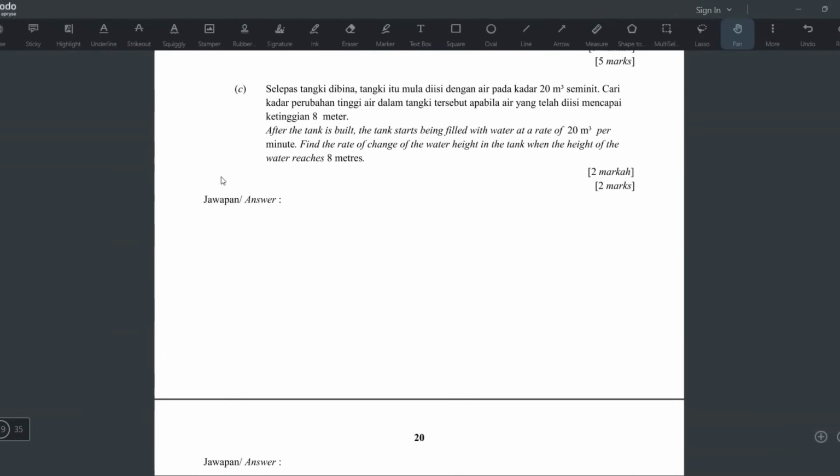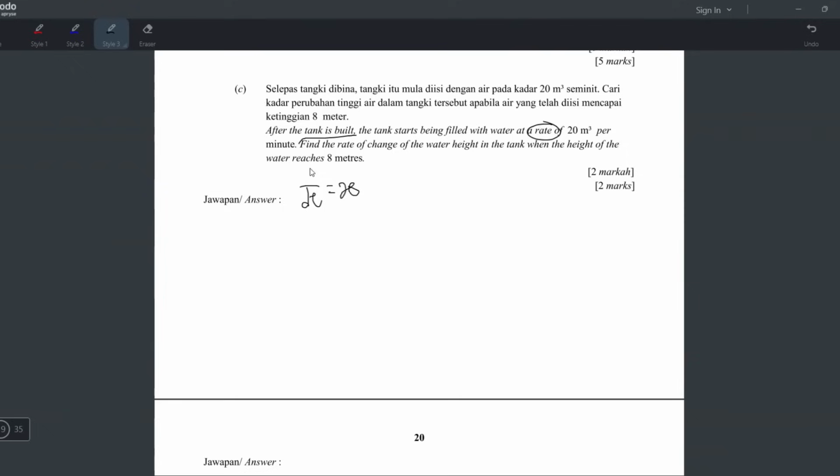Let's do part C. After the tank is built, the tank starts being filled with water at the rate. When you see this word rate, automatically it has to register in your mind: this is a rate of change question. And when you're doing a rate of change question, the rate must be over dt. So if I say rate 20, that means over dt equals 20. But what must be written on top? You can look at the unit. It's 20 meter cube per minute.